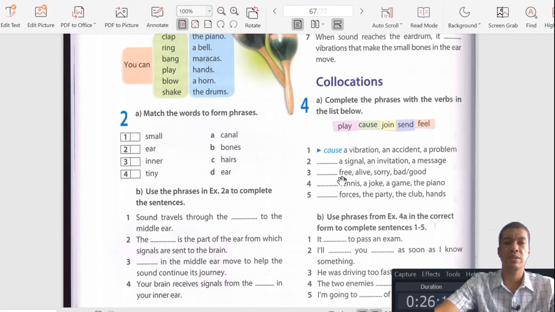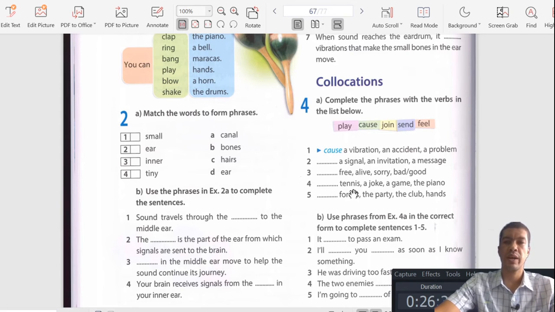Right, moving on to number 3. Free, alive, sorry, bad, or good. Alright, so what can we put? We feel free, feel alive, feel sorry, or feel bad or good.